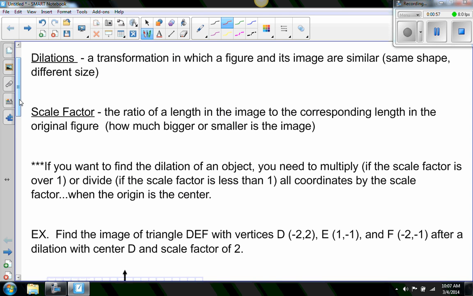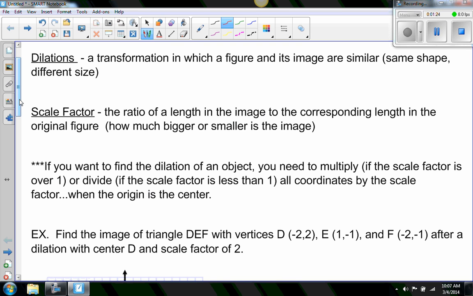So if you want to find the dilation of an object, if the origin is the center, you can use this rule. You're going to multiply all of the coordinates by the scale factor if the scale factor is over 1. If the scale factor is less than 1, you're actually going to end up dividing, or you could multiply by a fraction. It depends what it looks like. Like if the scale factor is 1/2, you would divide them all by 2.